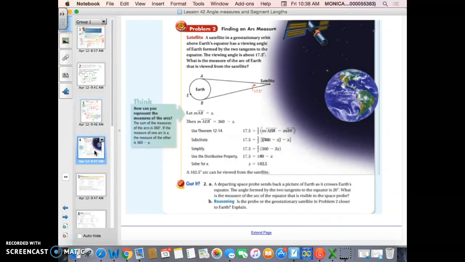Okay, let's look at a real-world example. So if you are finding arc measures, this is a satellite. This is kind of like how a satellite works. It's orbiting above the equator, and it creates 2 tangent lines that form a 17.5 degree angle with the Earth, okay? And so what we are trying to find is the arc measure of AB.